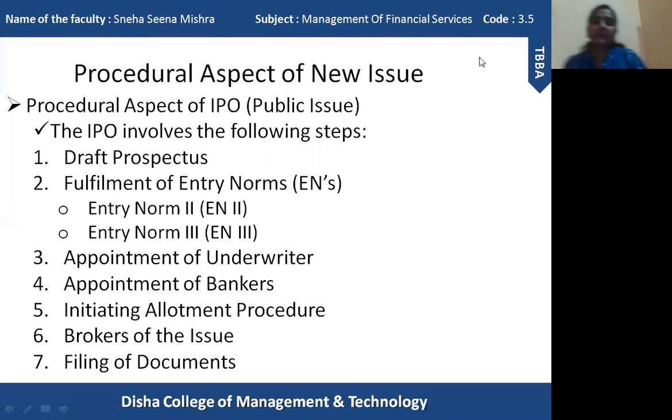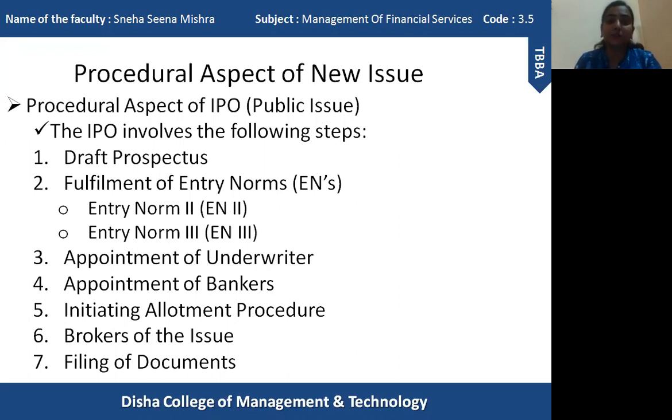These norms are basically kept so that people won't take advantage of the public. But there are some genuine companies who are not able to fulfill those entry norms. And for those companies, SEBI has created different categories of entry norms, which are called entry norm 2 and entry norm 3. So I am going to explain what are the conditions under entry norm 2 and entry norm 3.